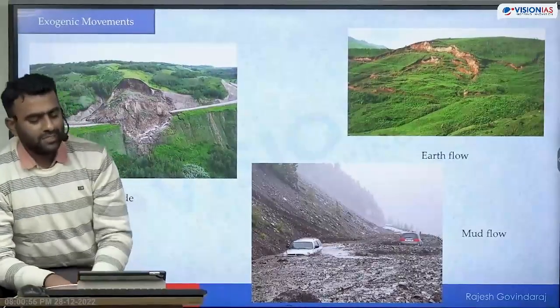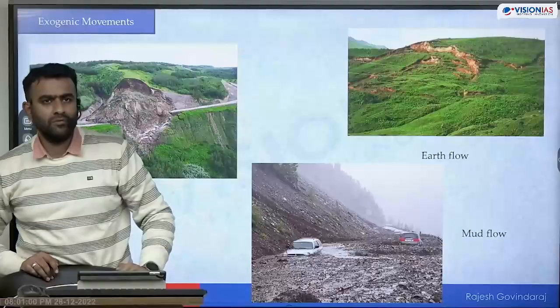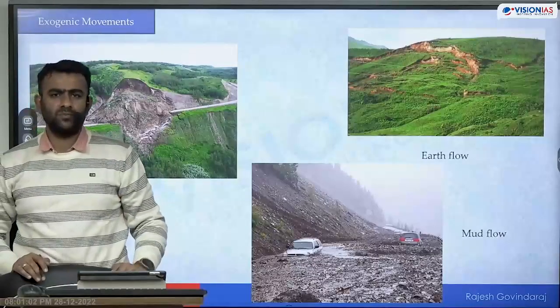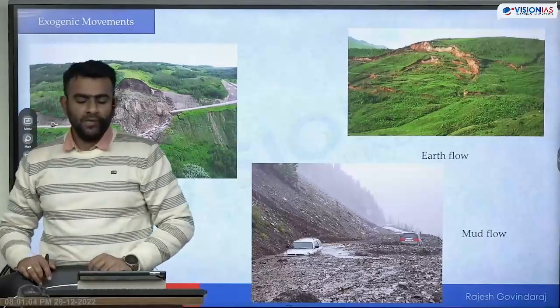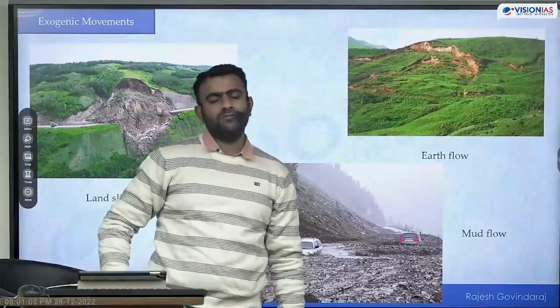Okay, so we'll discuss about the different types of mass movements. Okay, there are overall few categories, few examples. We'll discuss about this in the next class. So in the next class we'll talk about this, and then we'll start with different types of landforms.